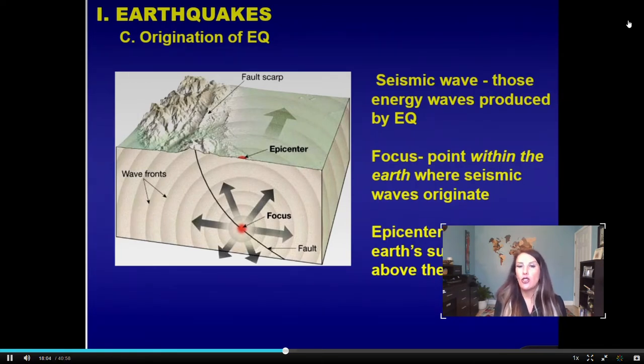Now, what is often reported in the news is something called the epicenter of an earthquake. So you have the focus, and then right above the focus is called the epicenter. And so in California, they would say the epicenter is San Francisco. That's just the ground surface, usually labeled by a city that's above the focus. So it's just a little bit easier to communicate the epicenter to citizens than talking about the focus.